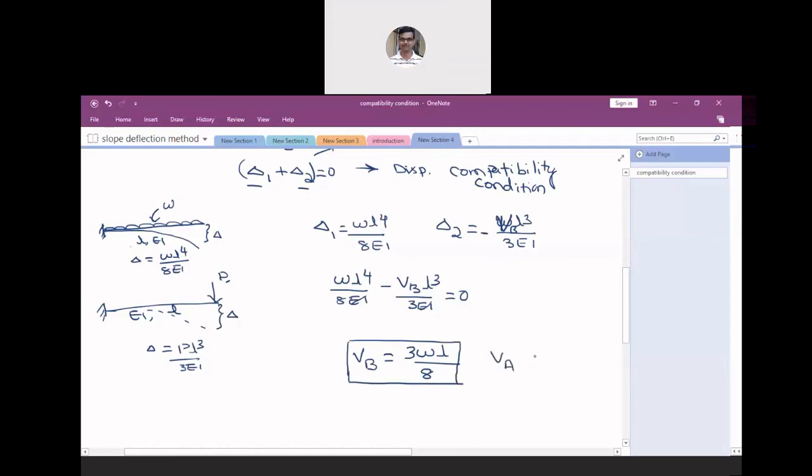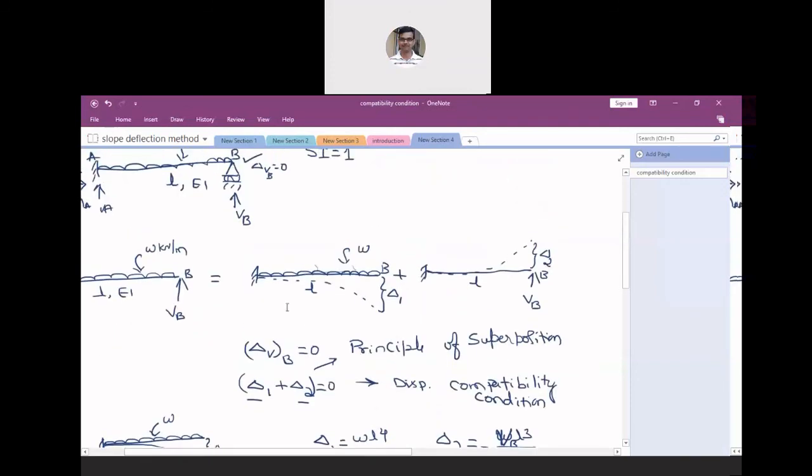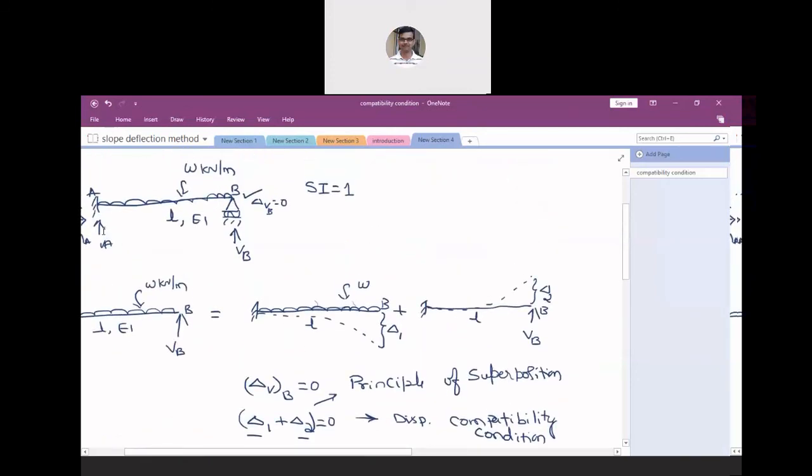Now we can calculate VA by applying summation of vertical force equal to 0. The total load acting is W into the span L, which is WL. So taking summation of vertical force equal to 0, WL minus 3WL by 8 should be equal to VA. So I can directly write it as 5WL by 8. Once I know these values, I will also be in a position to calculate the bending moment acting at A.